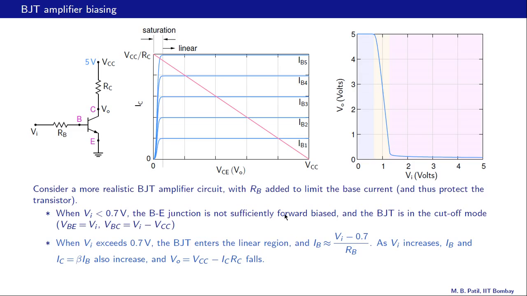So now we have a finite IB, a non-zero IB, and the IB value is increasing as VI is increasing. So we are now moving from this curve to that curve to that curve and so on. And as a result, the intersection of the load line and the IC VCE curve also goes on changing. So this was our output voltage earlier. When the base current is IB1, the output voltage is here. When the base current is IB2, the output voltage is here, and so on. So the output voltage starts falling for sure, and that is also apparent in this figure. VI is increasing here, IB is increasing, IC is increasing, and therefore VO is falling, and that fall can be seen right here.